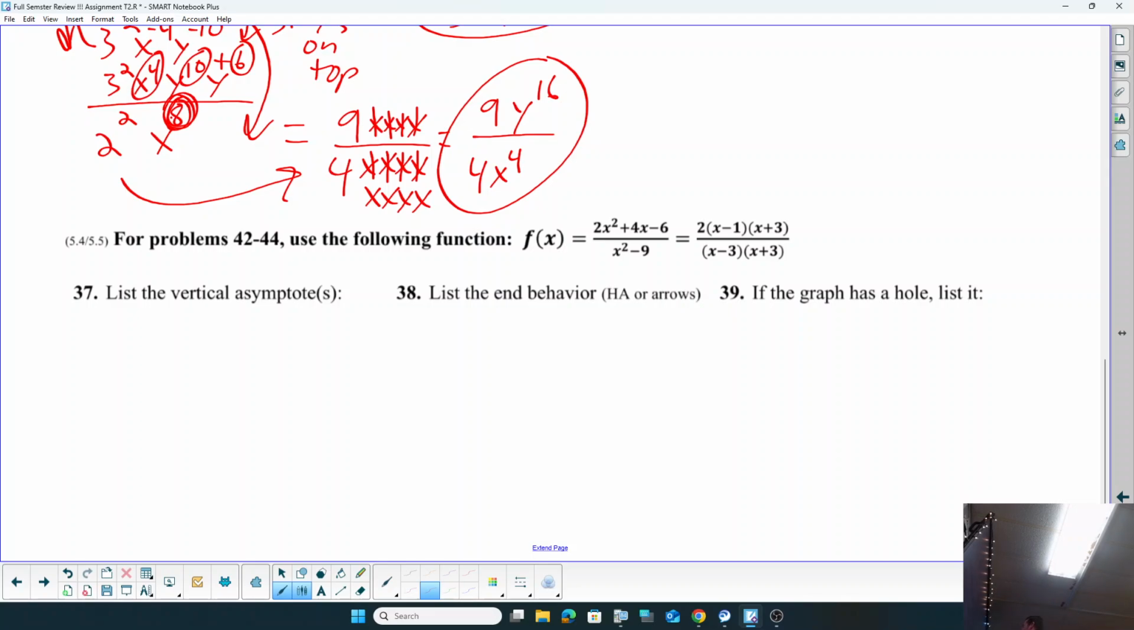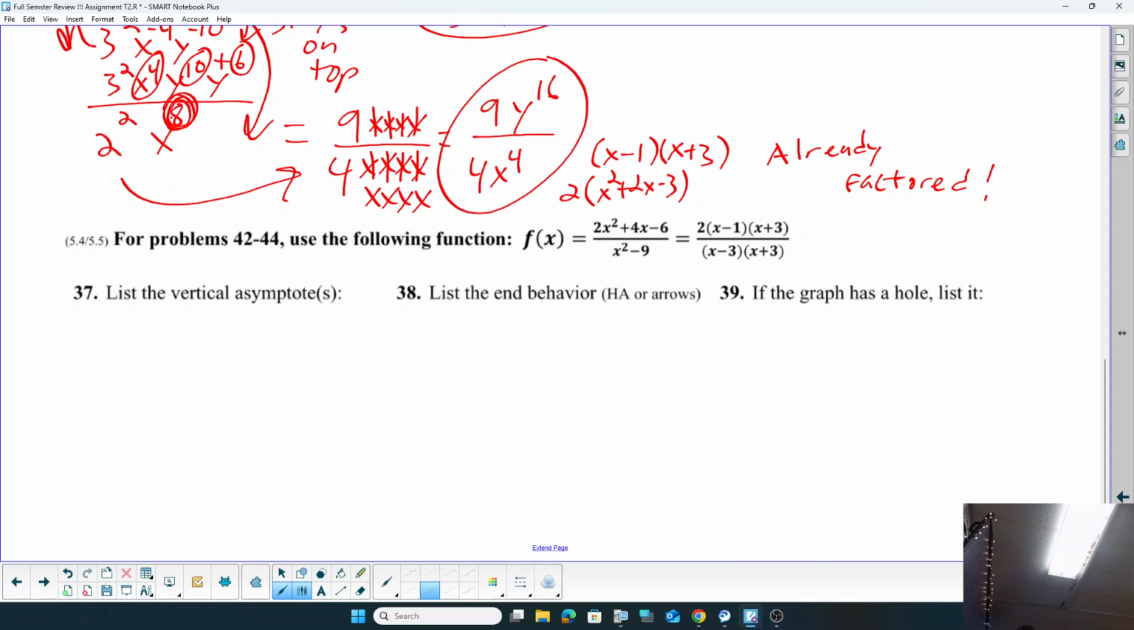So we already factored it because we pulled out a 2. And that factored into x squared plus 2x minus 3. And so that factored into x minus 1 and x plus 3. So it looks like they already factored it for you, right? Yep. Already factored.